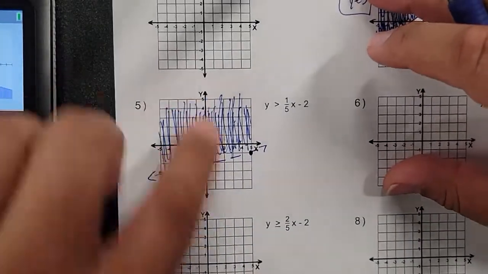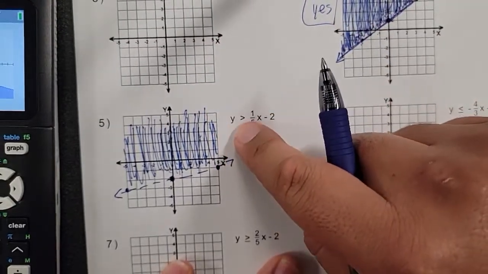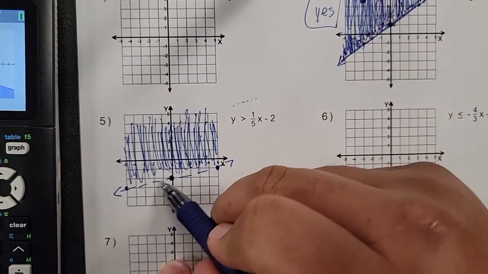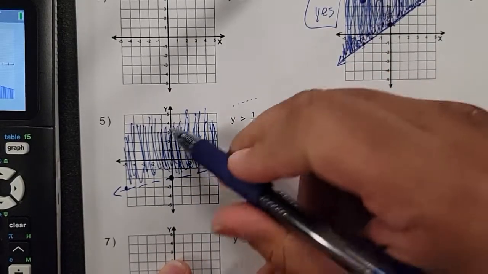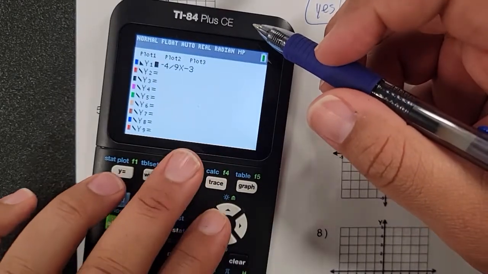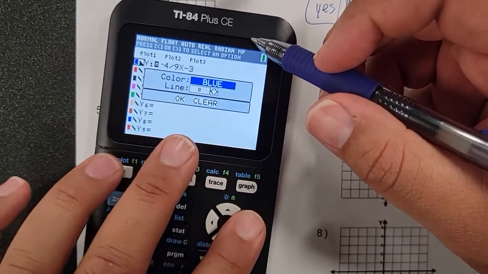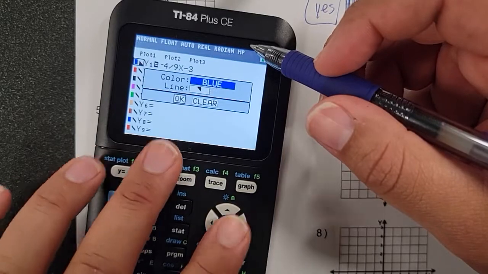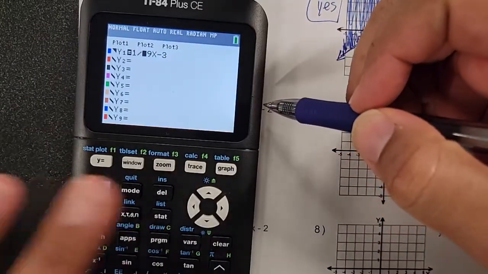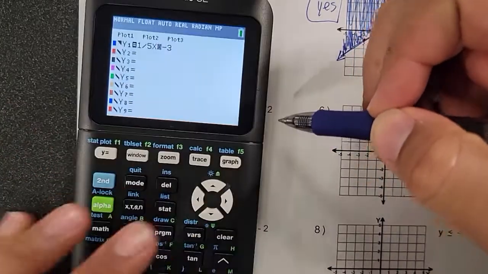And then let me just show you this one here. This symbol, this is a dashed line. Notice how I put the dashes like that. This is shading above. So you can go to your calculator, shade above, and we're going to type it in. 1 divided by 5, x minus 2.